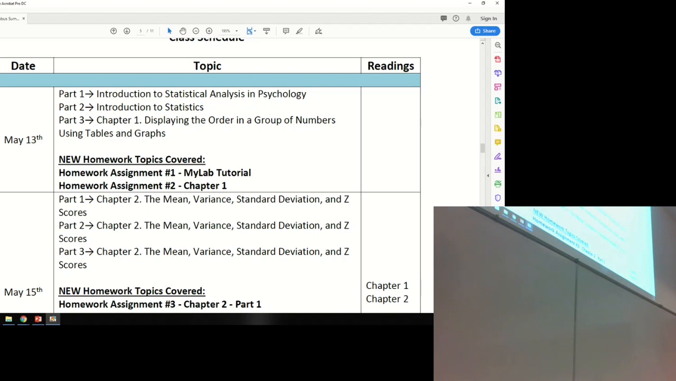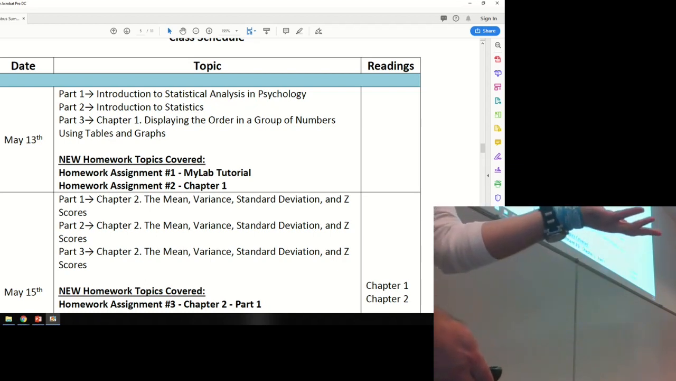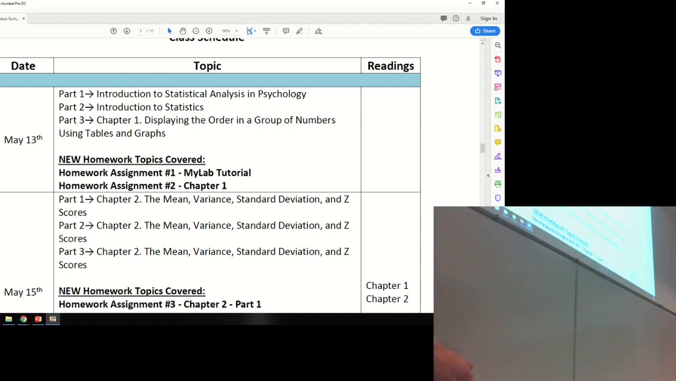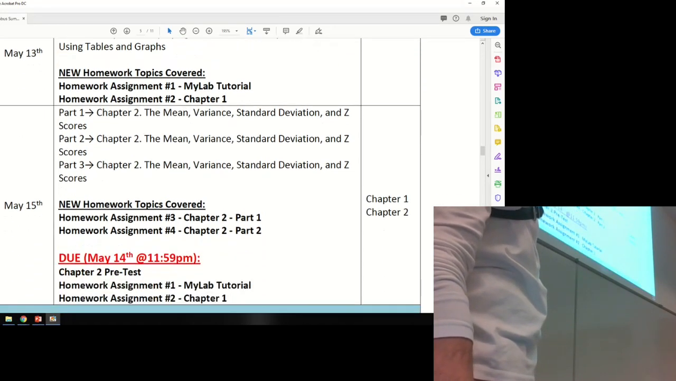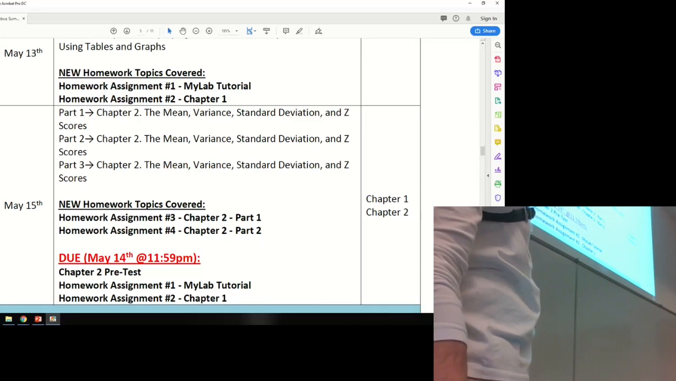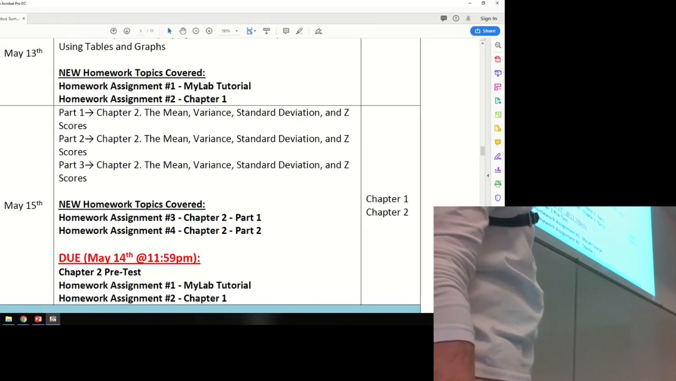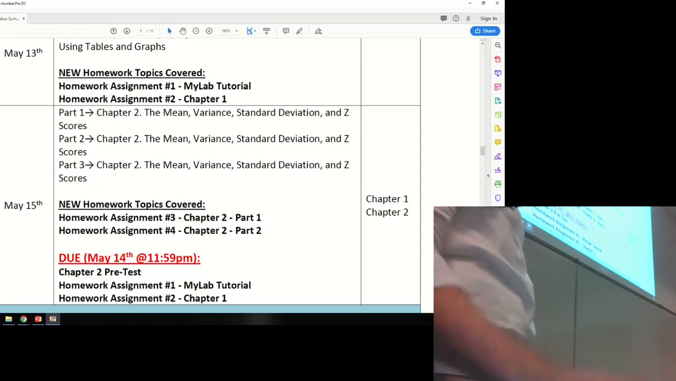So May 13th there, you can see that we got nothing due on May 13th. That new homework topics covered part of the syllabus, that tells you when we're going to be covering the material that you need to complete the homework assignments listed below it. So if you're working ahead or if you're taking a look at a homework assignment and you're like, oh man, I don't understand this, that lets you know when we're going to be doing it in the course. So that's just your sort of preview of things to come. And then you can see that we have due dates for these. So for example, today we're going to cover what you need for homework assignment number 2, chapter 1. And then next time, homework assignment number 2, chapter 1 is listed as being due.